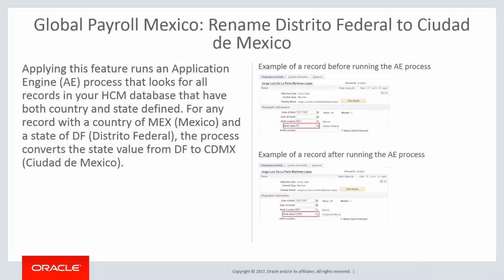Applying this HCM Update 23 feature to your database initializes an Application Engine process that looks for all HCM records that have both country and state defined. For any record with a country of MEX and a state of DF, the process converts the state value from DF to CDMX.